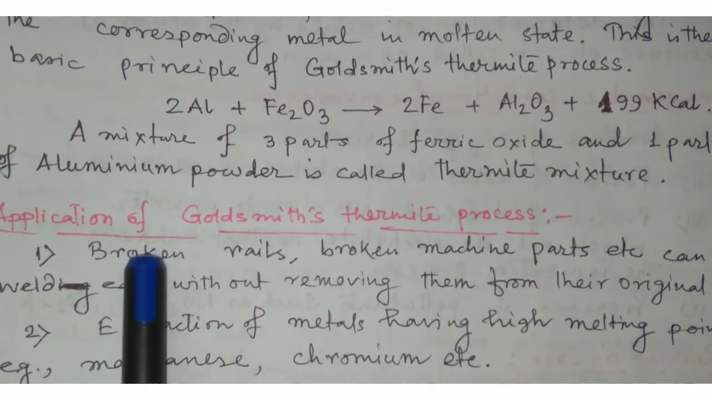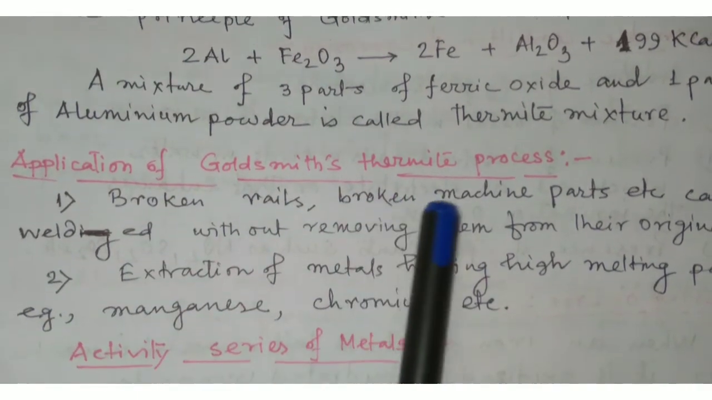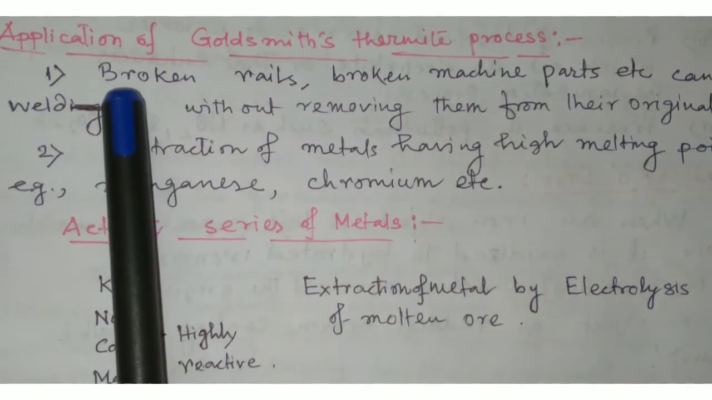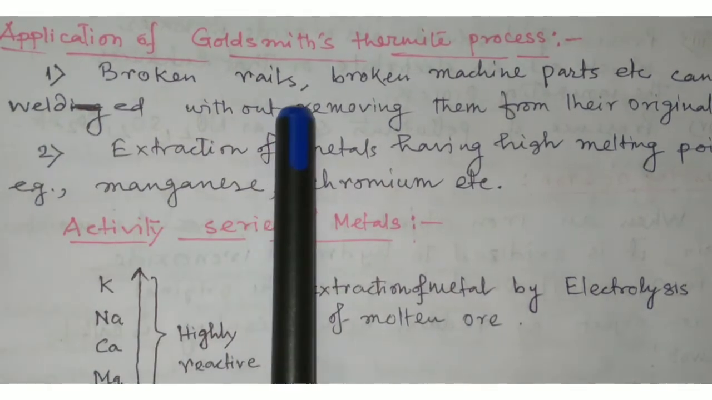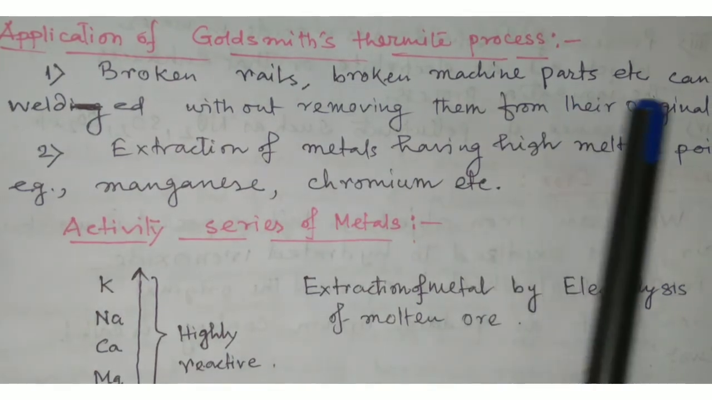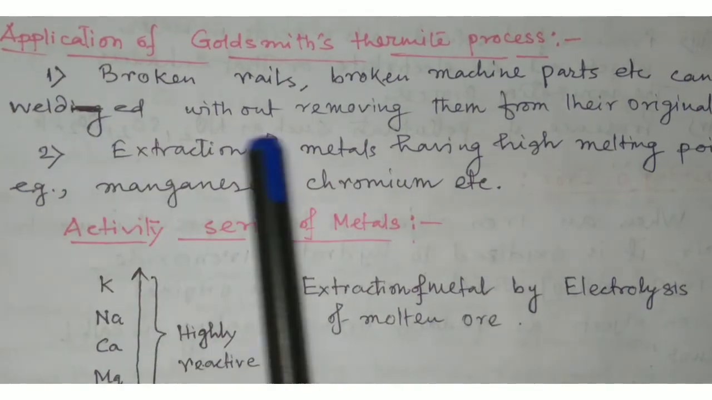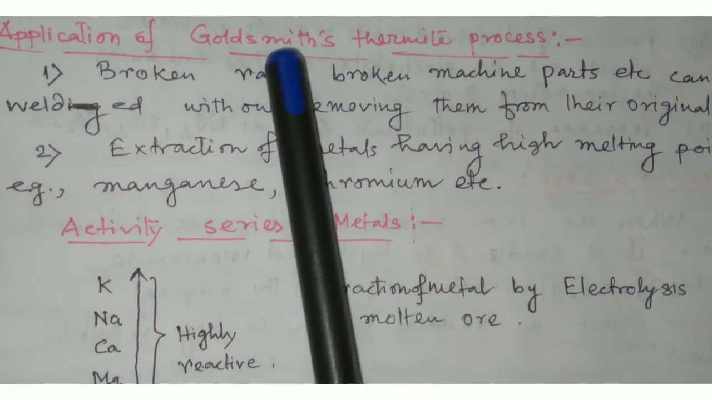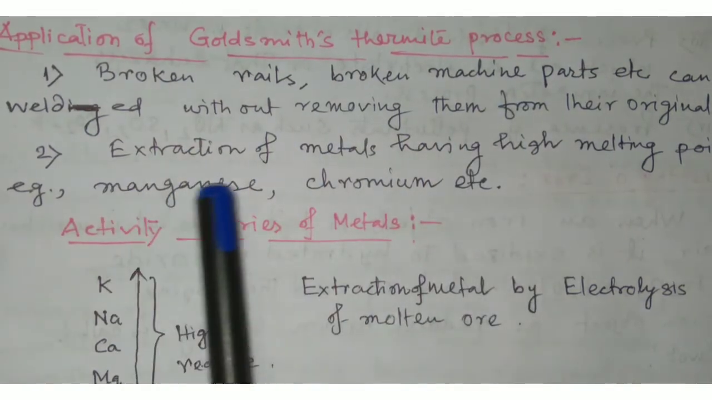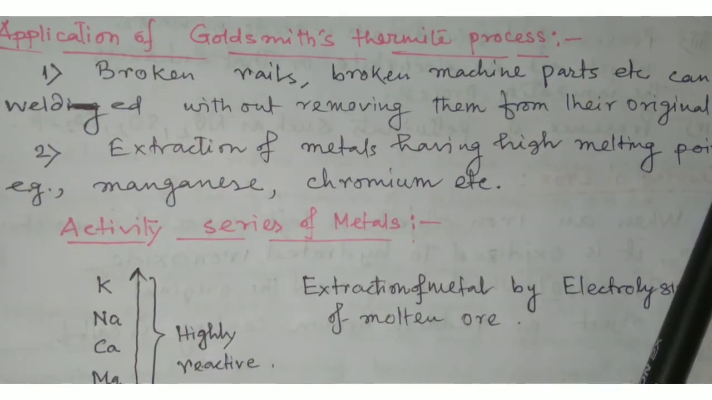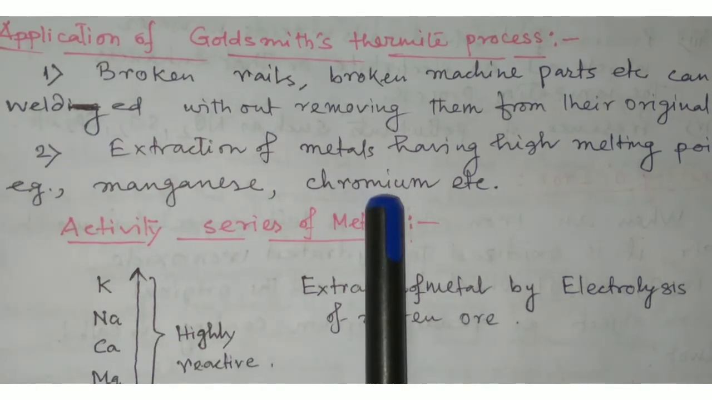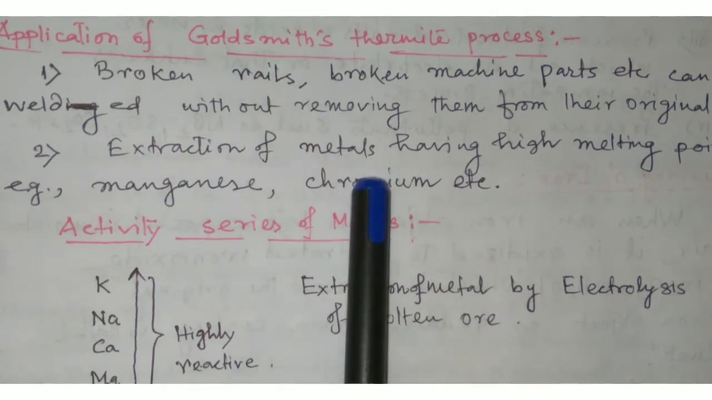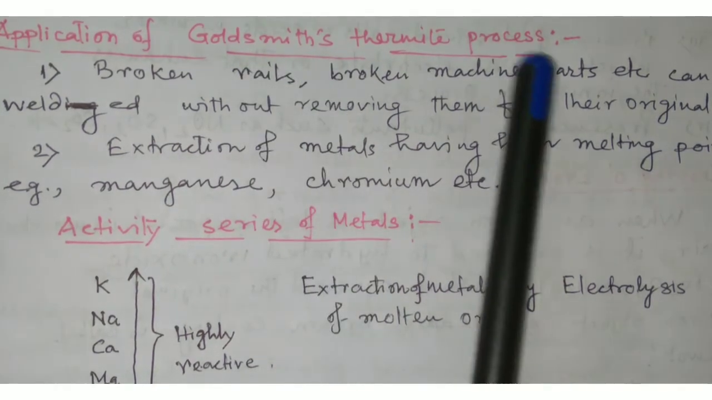Now, what are the applications of the Goldschmidt thermite process? There are several applications. We discuss them. Number one: broken rails, broken machinery parts, etc. can be welded without removing them from their original sites by the application of the Goldschmidt thermite process. And metals having high melting points, for example manganese, chromium, etc., are extracted by the Goldschmidt thermite process.